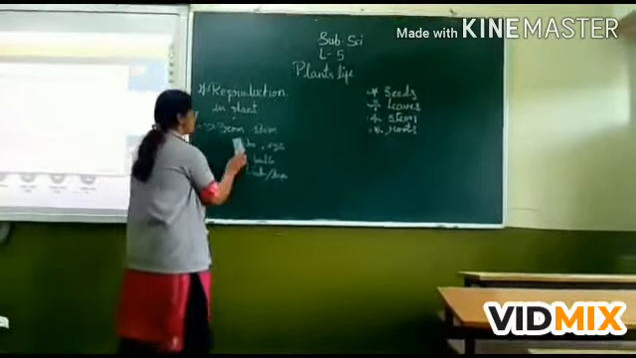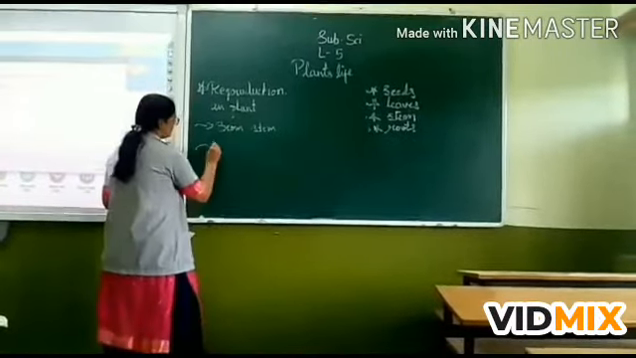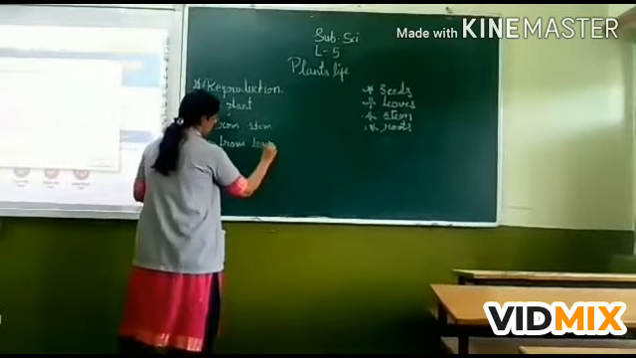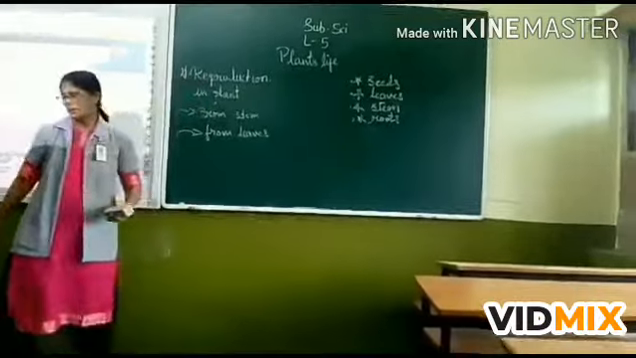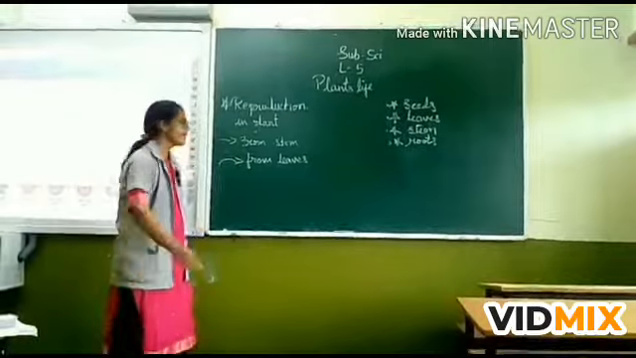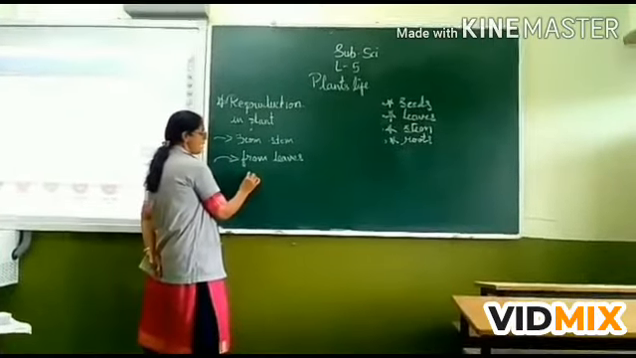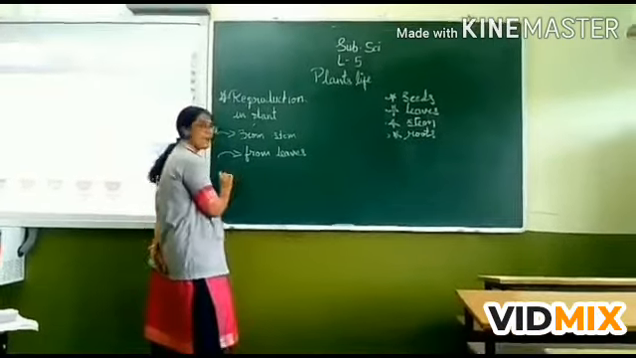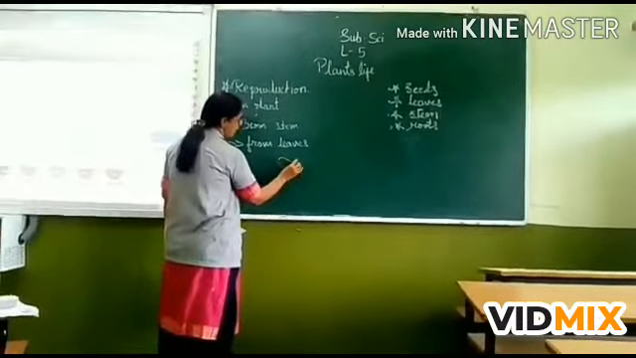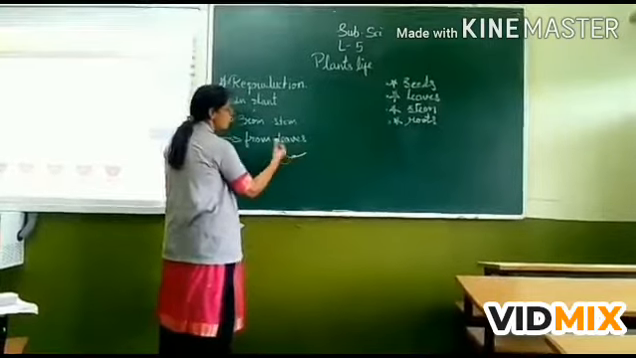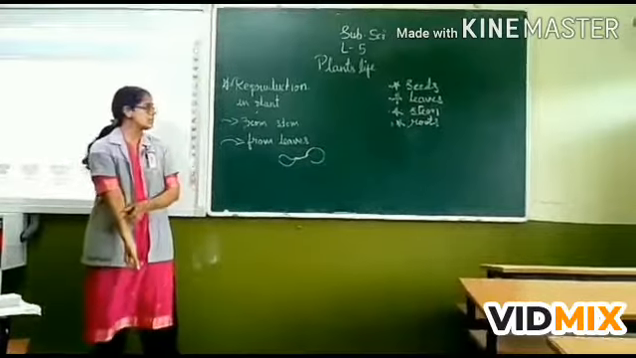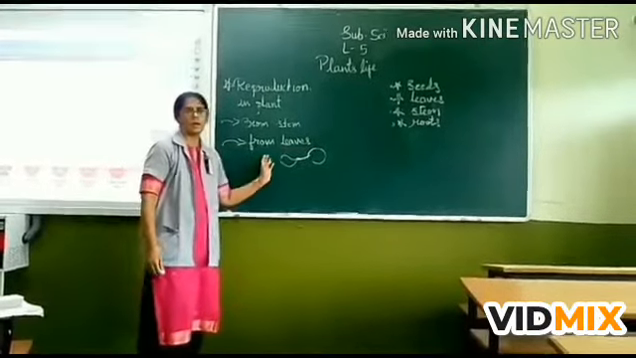Now reproduction from the leaves. One plant is there, that is Bryophyllum, that has thick and fleshy leaves, and that has buds at the end of the leaves. It grows from there to another leaf. So this is known as the plant growing from the leaves.